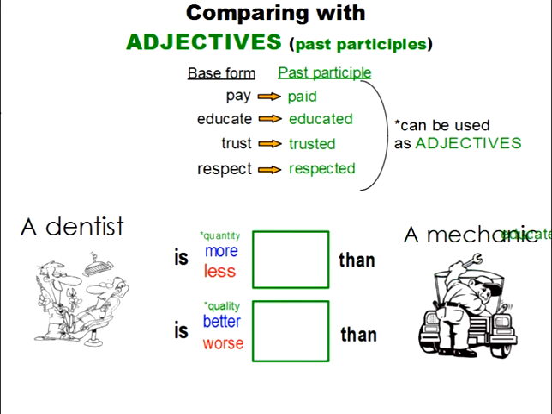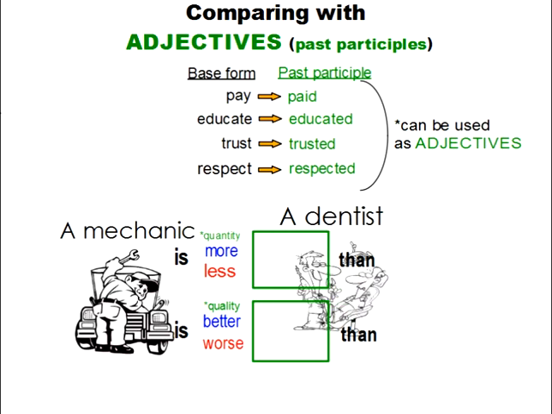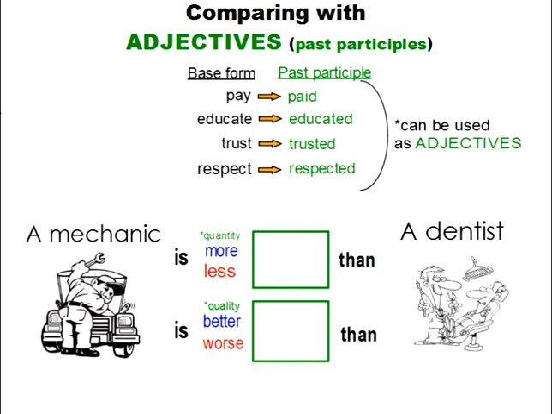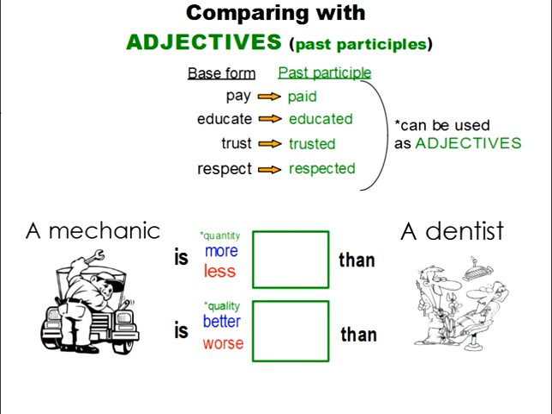Okay, now I'm going to change these a little bit, and we'll see how I can use the things with less and worse. Trust, for example, and the past participle trusted as an adjective. Who do you trust more, your dentist or the mechanic? Personally, I don't trust the mechanic. They never give me a good price for the fixing of the car. So I'm going to say a mechanic is less trusted than a dentist.